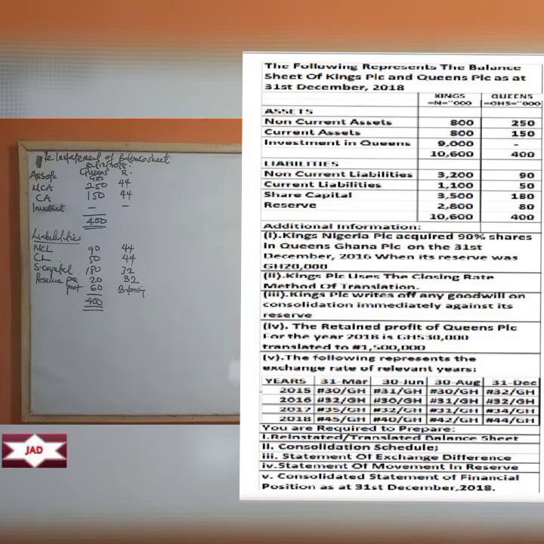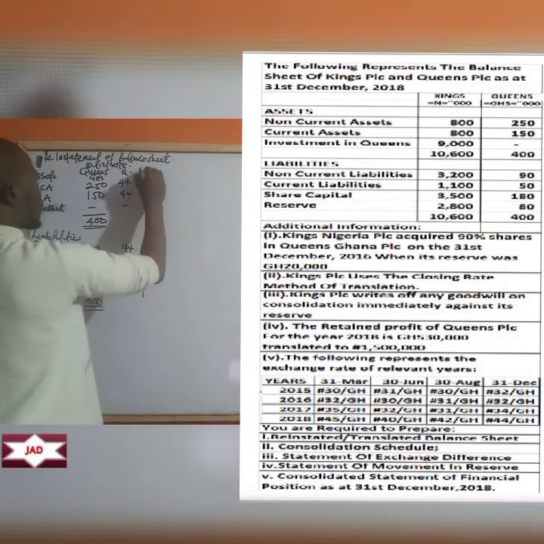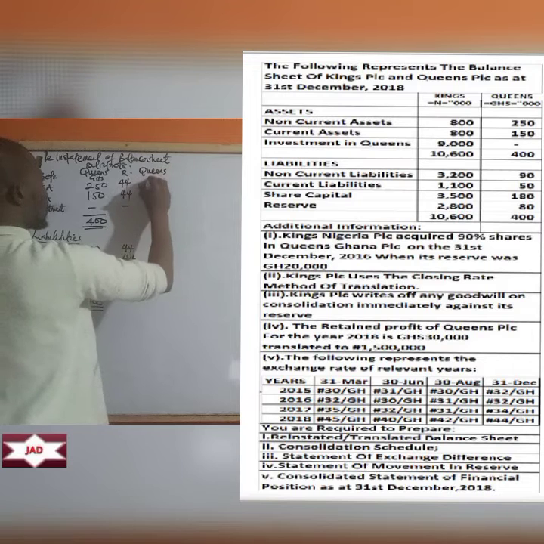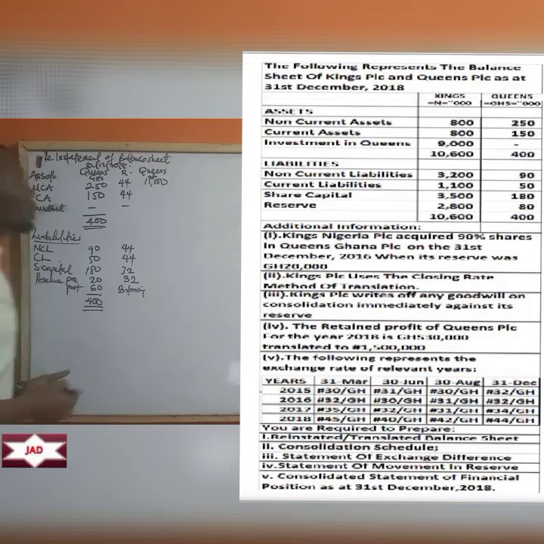So let's go. 250 times 44 is 11,000. So this will be Queens, this is naira. This is 11,000 here. 150 times 44.